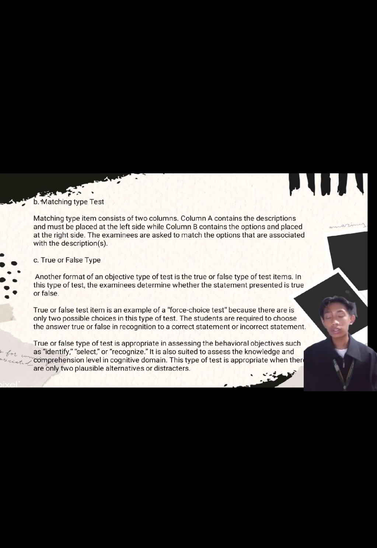the item consists of two columns. Column A contains the description and must be placed at the left side, while column B contains the options and is placed at the right side. The examinees are tasked to match the options that are associated with the descriptions. We already know about this, class, that matching type is already being used in your high school, in your elementary. Up until now, it is being used. Alright? Very good.